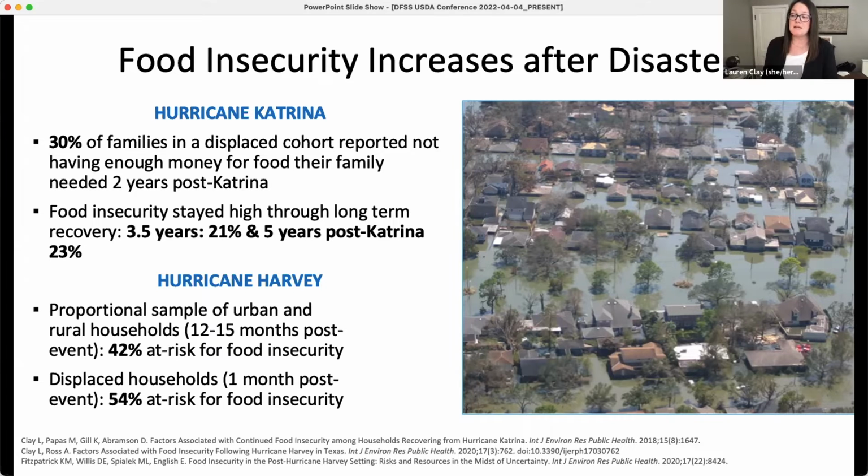A second study looked at only displaced households and collected data much sooner, so 1 month post-event. Same measure, the hunger vital signs, a 2-item screener, found that 54% of households were at risk for food insecurity. So we see food insecurity rates are higher after disasters, and that increase lasts a long time.